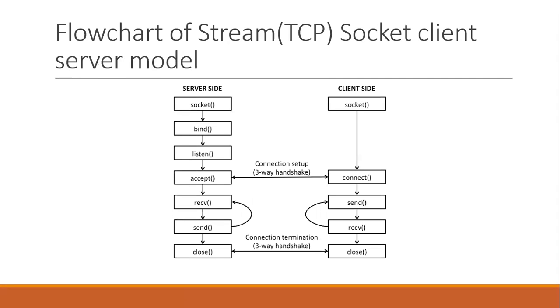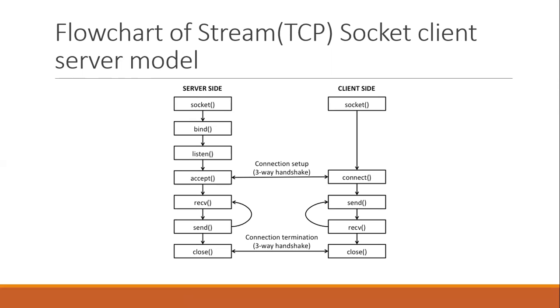So this is the flowchart of the stream socket client server model. Here, the socket system call creates a new socket on both server and client side. It takes three arguments. The first is the address domain of the socket. We use AF_INET for it. The second argument is the type of socket. It can be datagram or it can be stream.